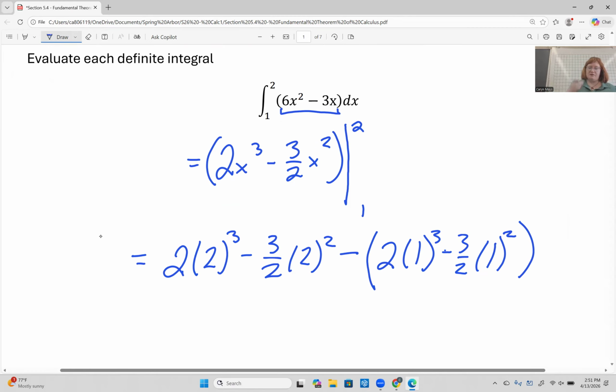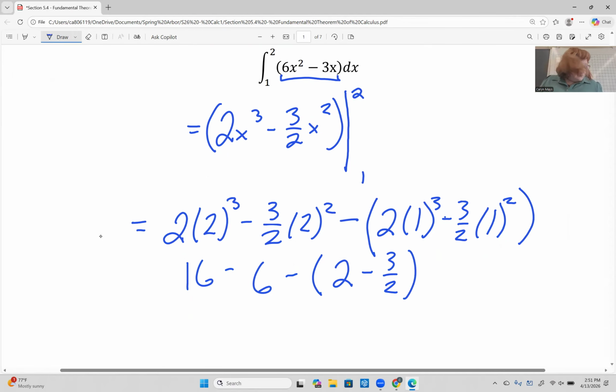So things like what is 2 times 2 cubed? 16. 3/2 times 2 squared? 6. 2 times 1 cubed? 2. And negative 3/2 times 1 squared? Negative 3/2. And what does then all of that simplify down to?